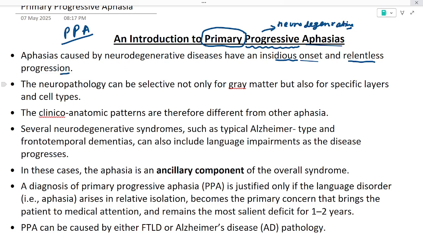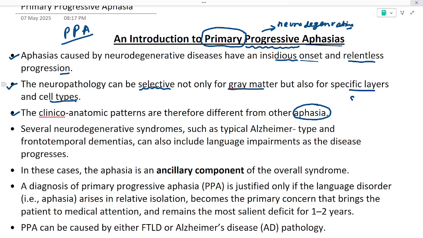The neuropathology can be selective, not only for gray matter but even for specific layers of the gray matter and specific cell types, right? We have discussed these 2 points. The clinico-anatomic patterns are therefore different from other aphasias. Indeed these are different. Why they are different, we will be discussing.